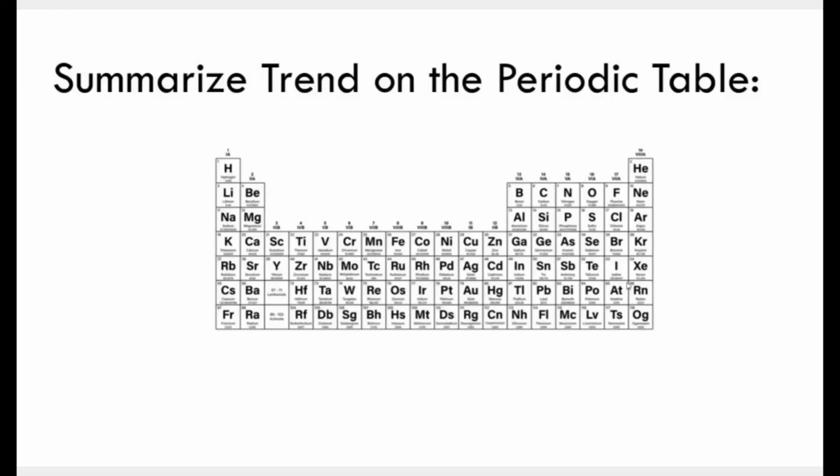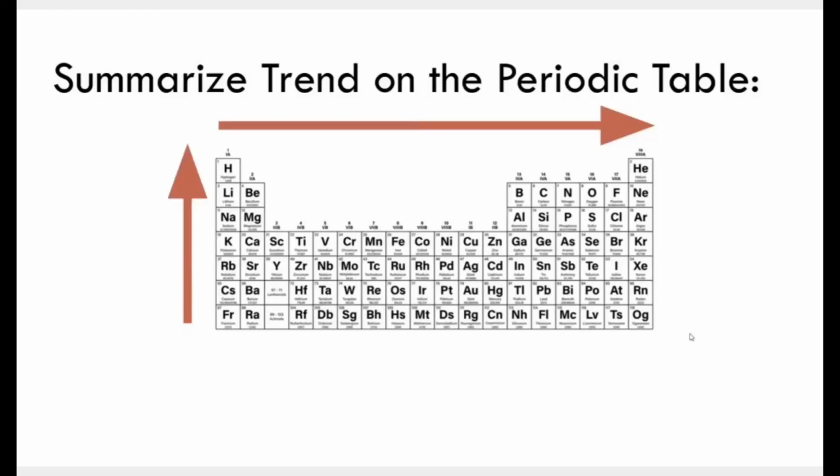So if we summarize that on our periodic table, our ionization energy gets bigger as we move left to right. It gets smaller when we go down, which means our arrow should point to the top of every column. Notice how these arrows are the opposite of our atomic radius arrows. So this trend is the opposite of that trend. As our atom gets bigger, the ionization energy gets smaller, because the bigger the atom, the easier it is for those electrons to come off.